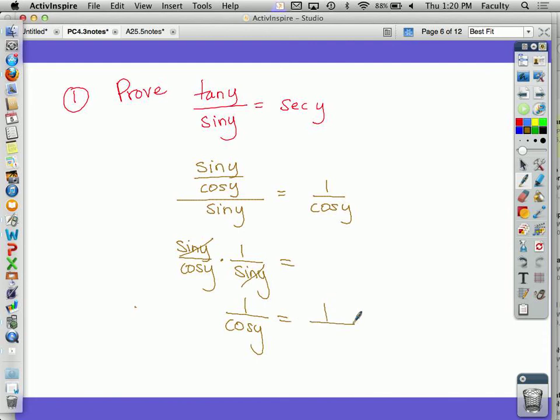And now I have an equivalent statement. So I have proved that the left side, in fact, equals the right side. Okay? Not too shabby. Everybody got it?